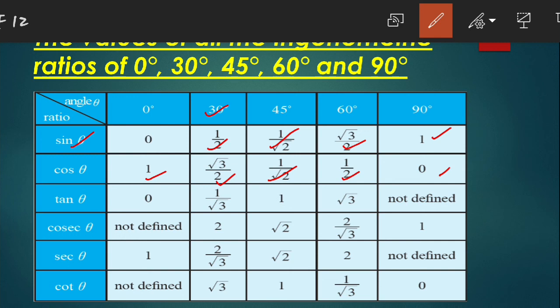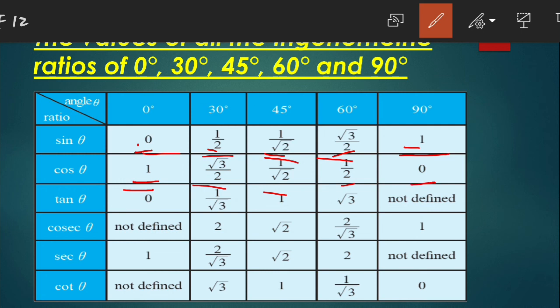If you remember the first row, that means if you remember the value of sin theta, you can easily remember the rest of the other values. How? Here is the trick. Remember the value of sin 0 as 0, 30 as half, 45 as 1 by root 2, 60 as root 3 by 2 and 90 as 1. The second row is the same as the first row, just it starts in the opposite direction: 1, root 3 by 2, 1 by root 2, half and 0.